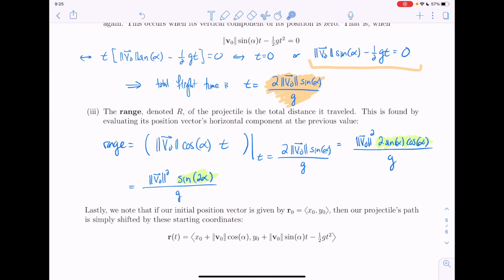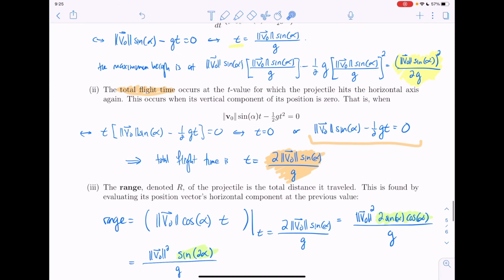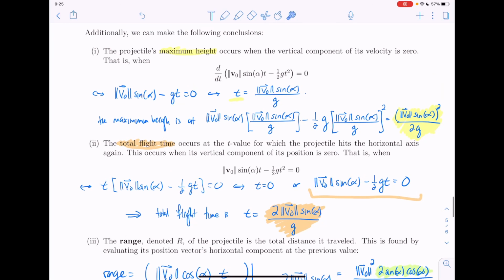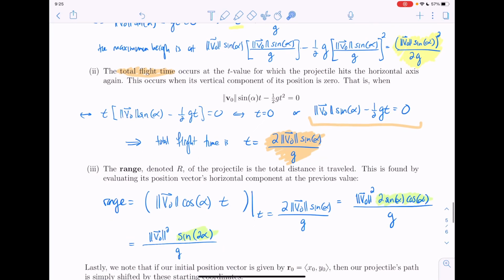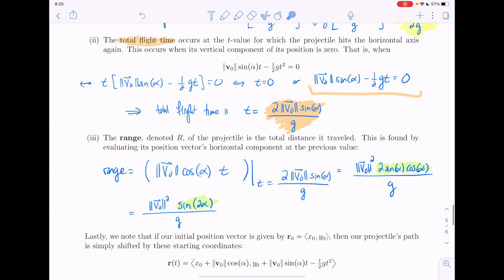Overall, if you take a look at, for example, our book, but pretty much any book that does anything on this, they'll just straight up say, okay, the maximum height occurs here, this is the height. Total flight time, boom. Range, boom. But you really should know how these things are coming to be, because that's the relevant information that we need to take out of this.